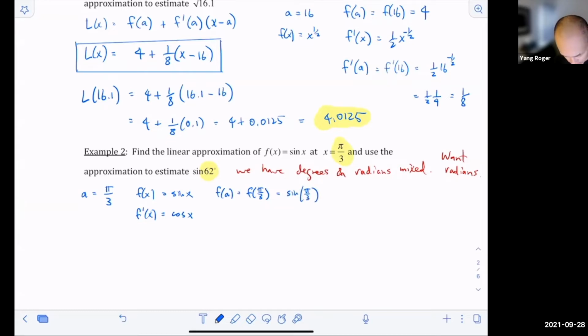Okay, I could draw a little triangle here. The shortest angle is pi over 6. The longest angle is pi over 3. The longest side is 2. The shortest side is 1. The other side is rad 3. Sine is opposite over hypotenuse, so rad 3 over 2. Make sense?